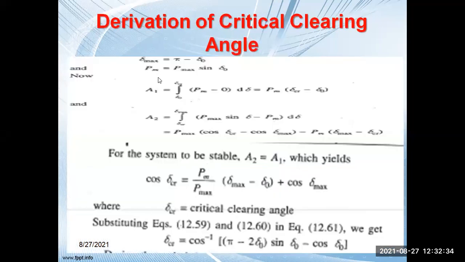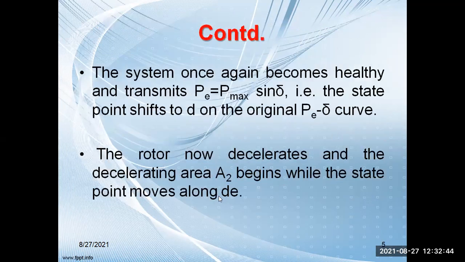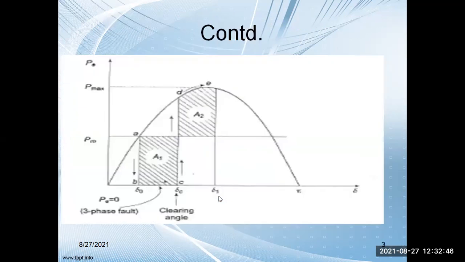So now we'll calculate the critical clearing angle. Here you see this delta max. What is delta max? Delta max means this delta 1, up to what extent delta 1 can continue. You don't know whether it will continue up to this position or that position, so we can determine it as pi minus delta 0. Delta 0 is known to you because it is the initial operating point.